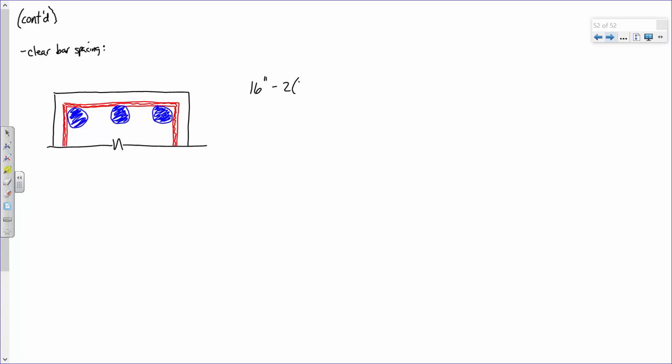So 2 times 1.5 inches. Then I'm going to subtract 2 stirrups or 2 ties. So watch this. I'm taking 1, 2 covers off, 1, 2 ties off. So if I subtract 2 ties, that's going to give me -2 times what, 3/8? Everybody okay with that? Okay. So would you agree that the math I have on the screen right now would give me that dimension?